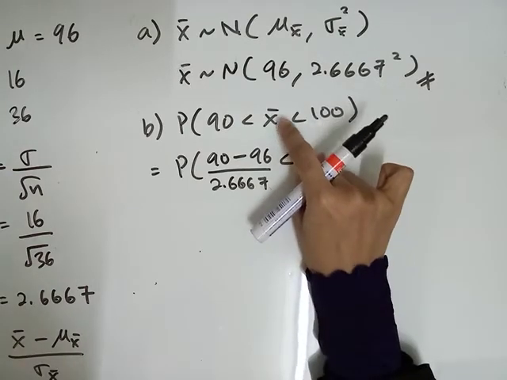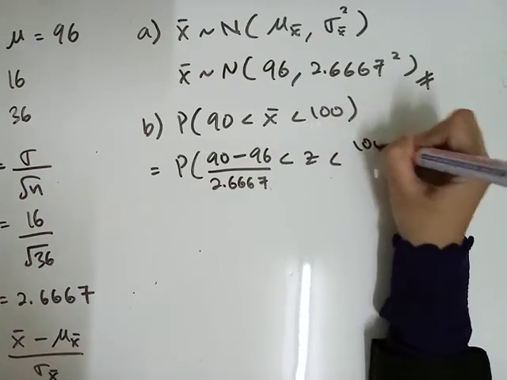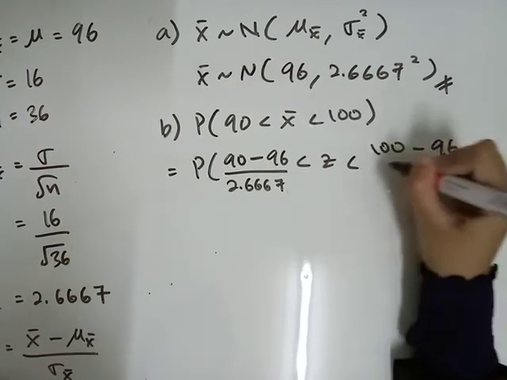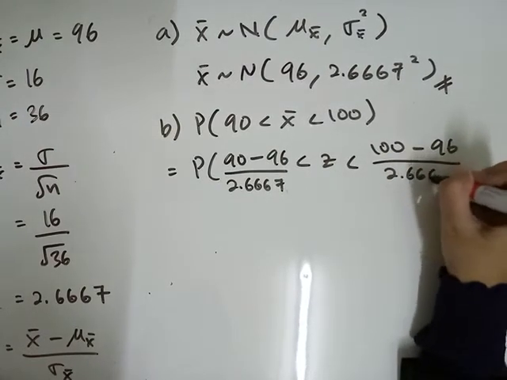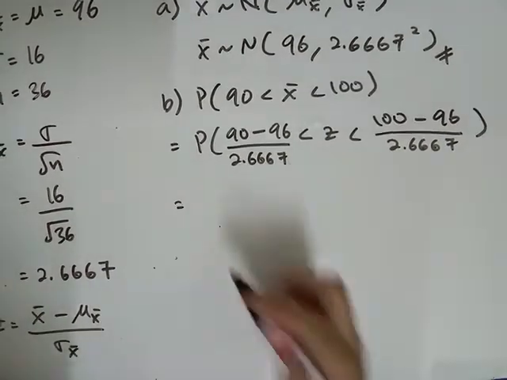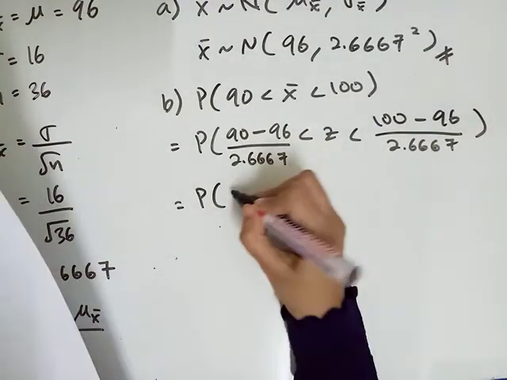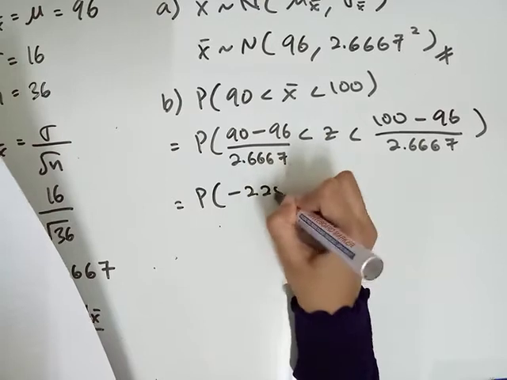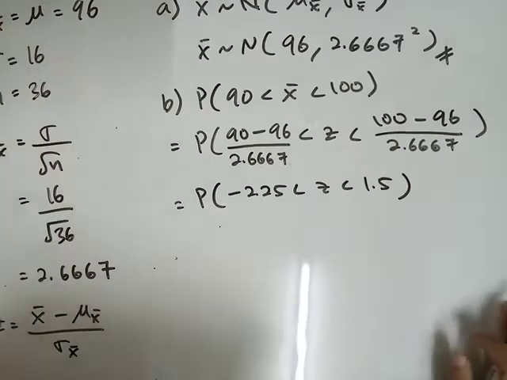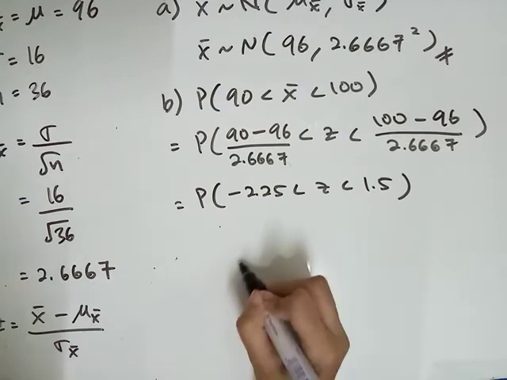And then from sample, we need to change to Z. And then 100 minus mean of the sample mean, which is 96, divided by 2.6667. Okay, and then you have to calculate. Okay, try calculate. You will get the Z value negative 2.25. Another one, 1.5. Okay, 2.25 and 1.5. So, draw the graph.